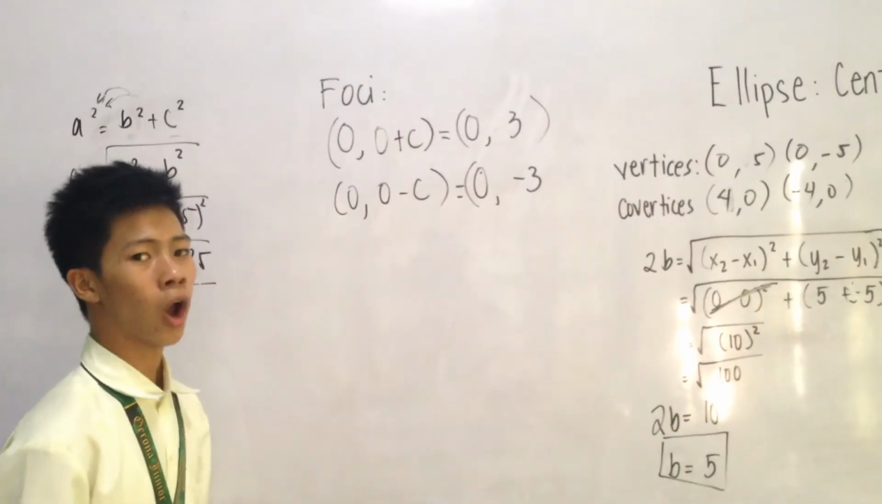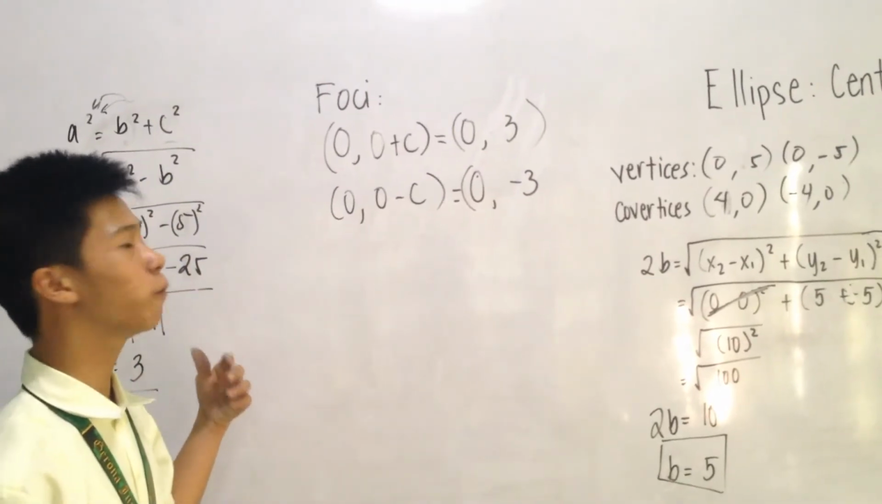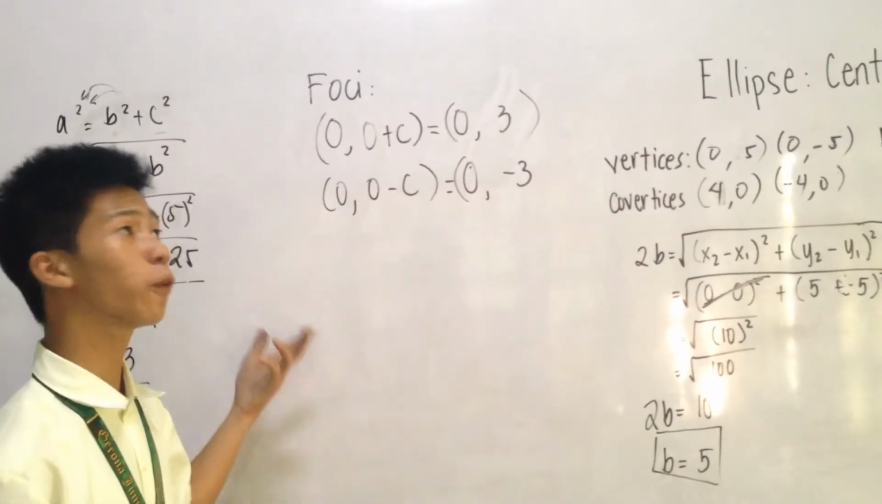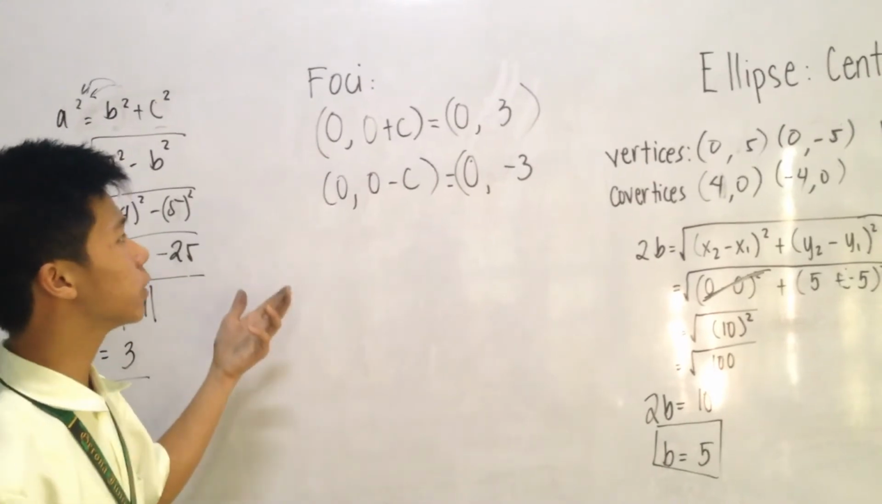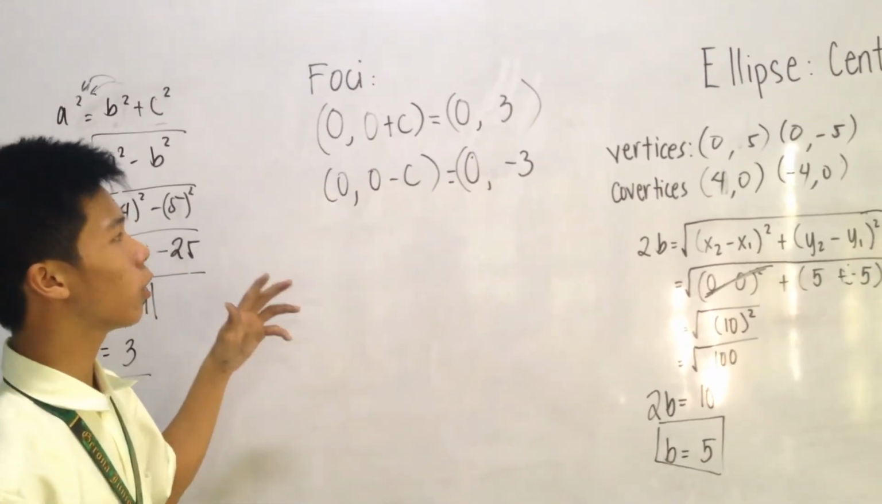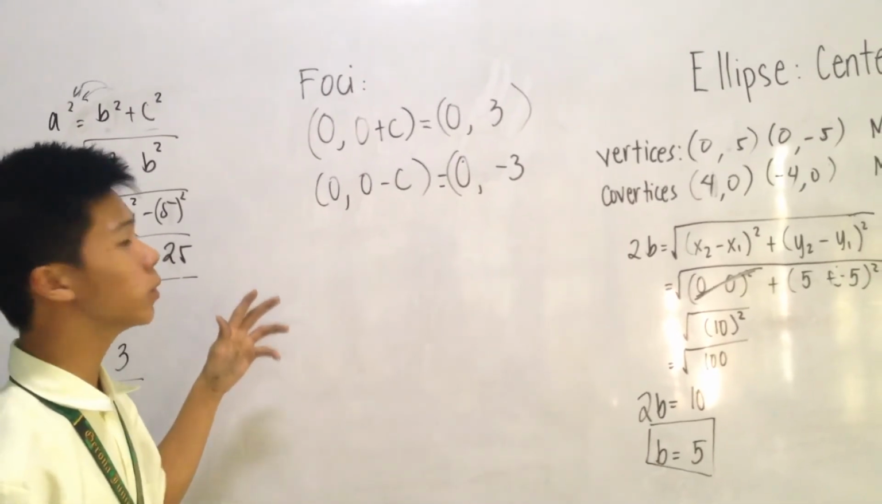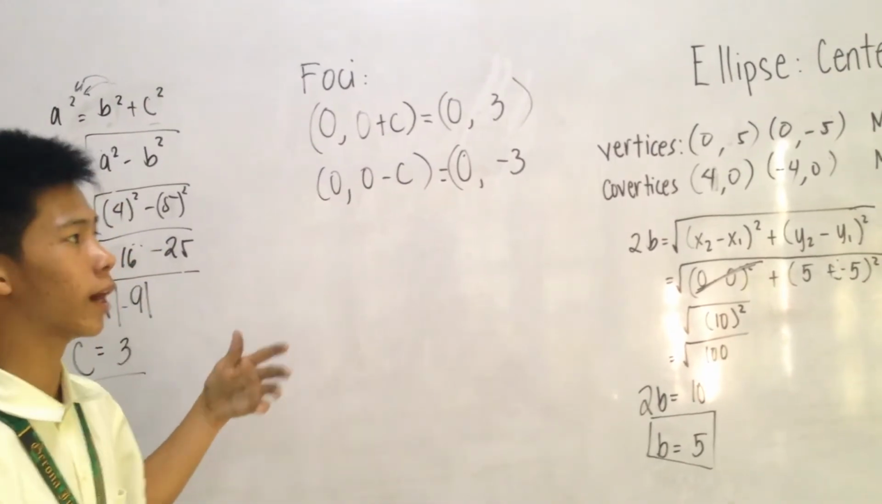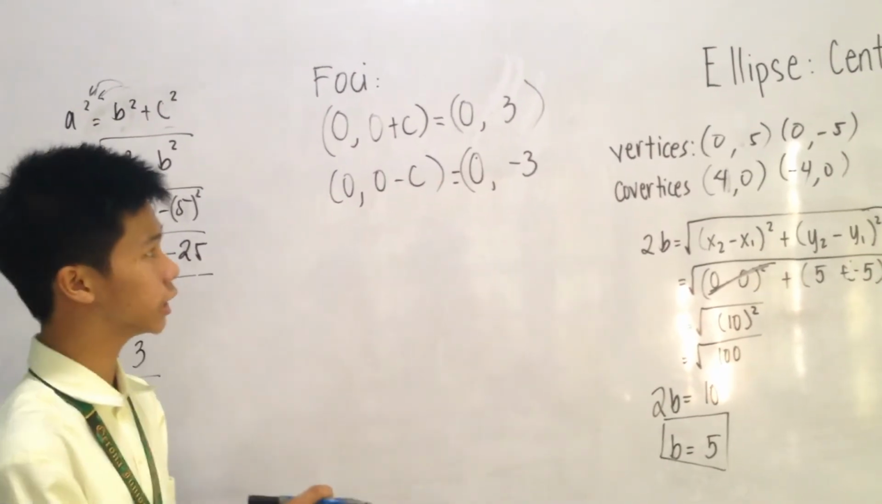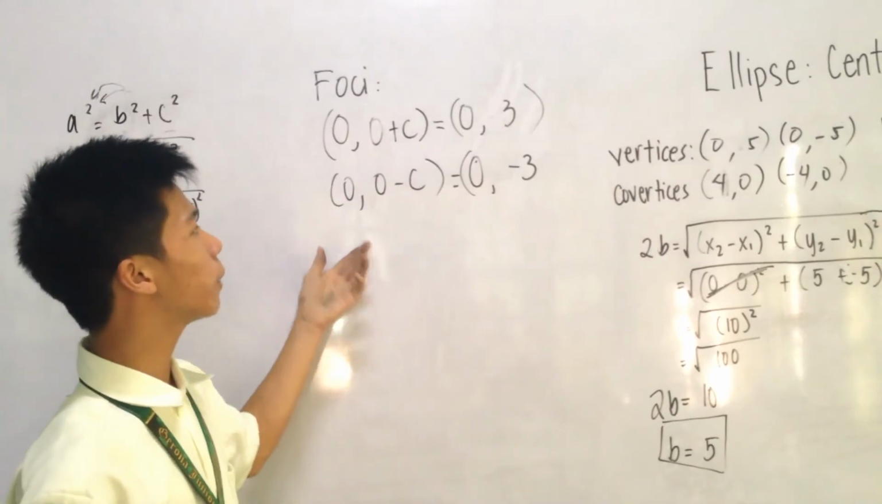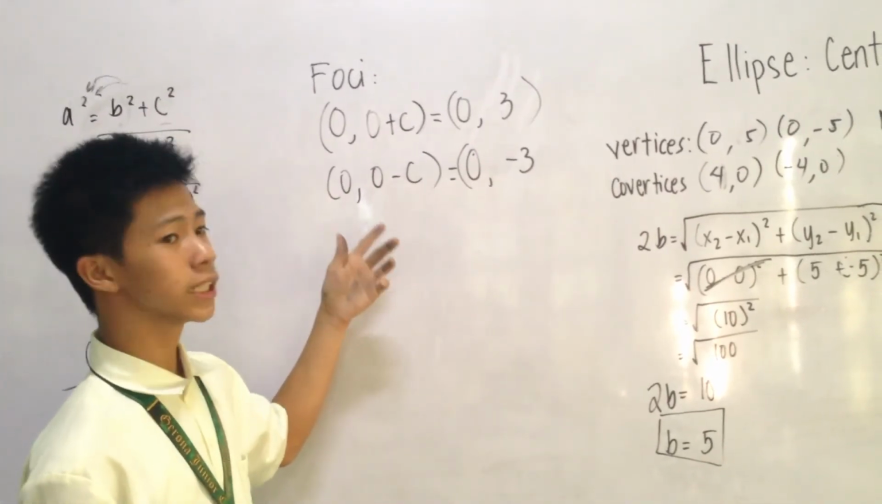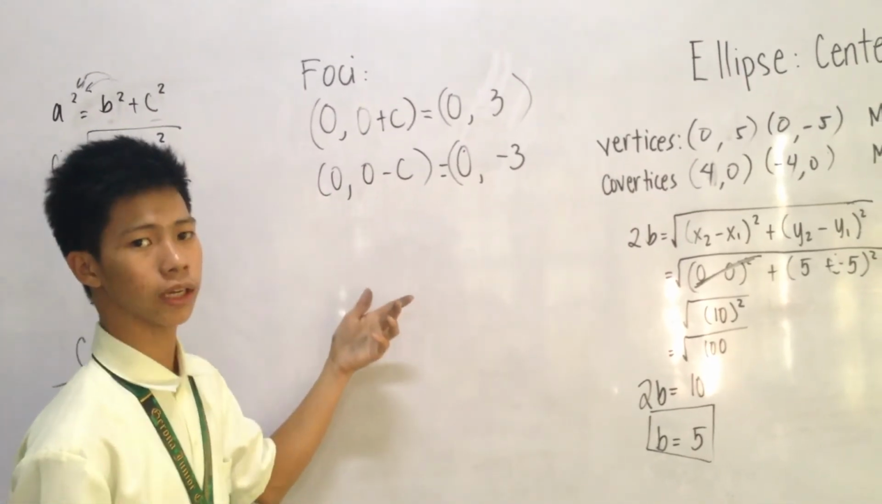Using the focal length, we will now get the foci. And the formula for the foci is (0, 0 plus c) and (0, 0 minus c), because we are at the origin, or our center is the origin. So now, our foci are (0, 3) and (0, negative 3).